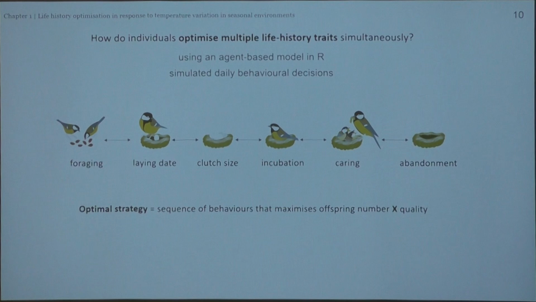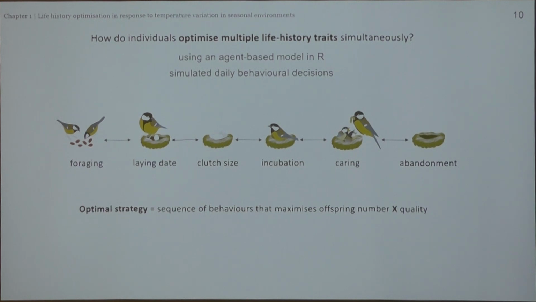And for this, I used an agent-based model in R, where I simulated the daily behavioral decisions of a population of great tits. And although it was very much parameterized for great tits, it can easily be adjusted for other species that rely on some ephemeral resource for reproduction.